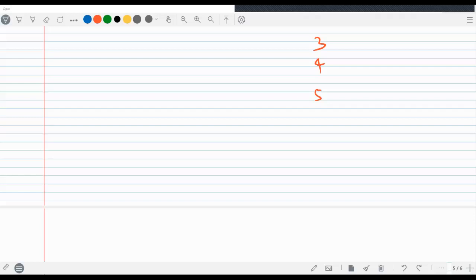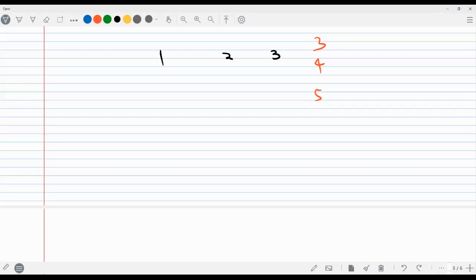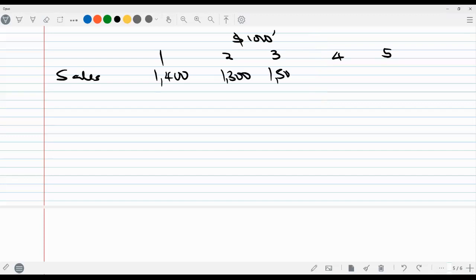So we need to determine how viable this project is if we are to use the NPV method. Of course, begin by quantifying the cash inflows. In this, there are 5 years: year 1, year 2, year 3, year 4, and year 5. First, I quantify the cash we earned from sales, in thousands of dollars: 1,400, 1,300, 1,500, 1,600, and 1,900. That is the cash inflow from sales.